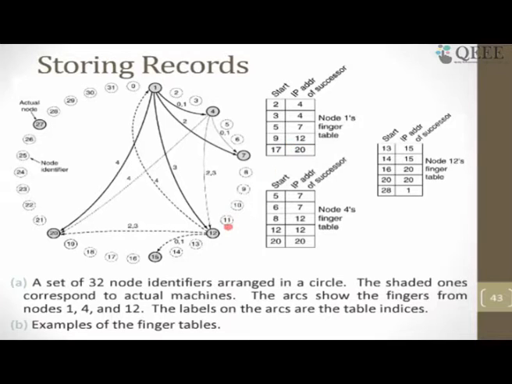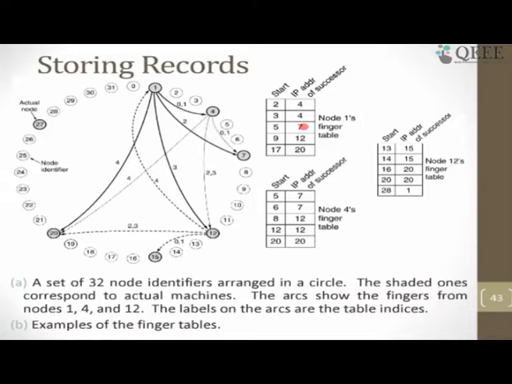And now, 1 plus 2 to the power 4, that is 17. What is the next machine possible after 17? 20. Okay. And since this is going up to 2 to the power 5, you go up till there. Because the next one is 1 plus 2 to the power 5, that is 1. Okay, you understand. 2 to the power 5 mod 5, that is 1. Okay. Very good. So, now you have filled up the finger table.